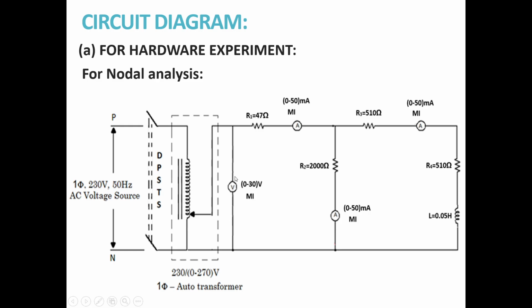Across this single phase auto transformer, a voltmeter of 0 to 230 volts, moving iron type, is connected. In series to this resistance R1 of 47 ohms, an ammeter of 0 to 50 milliamperes, moving iron type, is connected. In series to 2000 ohms, an ammeter of 0 to 50 milliamperes MI type is connected. And in series to R3, R4 and inductance L, an ammeter of 0 to 50 milliamperes MI type is connected. So ammeters are connected to measure the current flow in each branch.